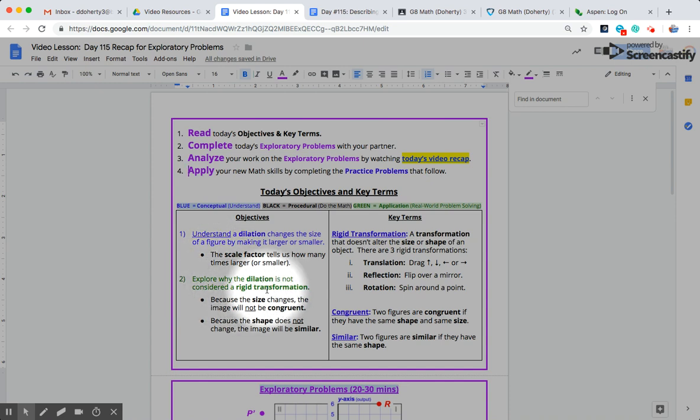And today we're going to take a look at why the dilation is not going to be considered a rigid transformation. The first three transformations we did, the translation, reflection, and rotation, were all rigid transformations because they didn't change the size or shape. They were congruent to each other. For dilations, because we're going to change the size, the image is not going to be congruent, but because the shape will not change, we're going to be able to call the two figures similar to each other even though they are not congruent.